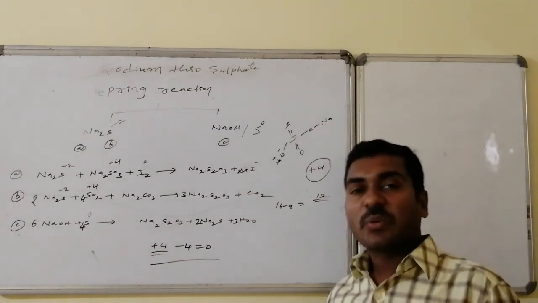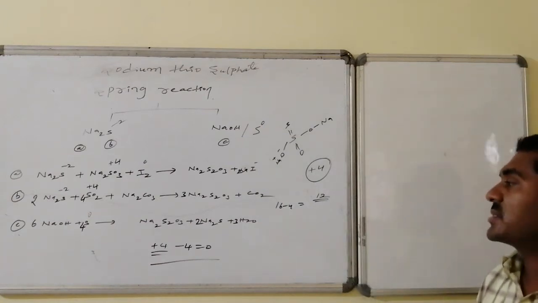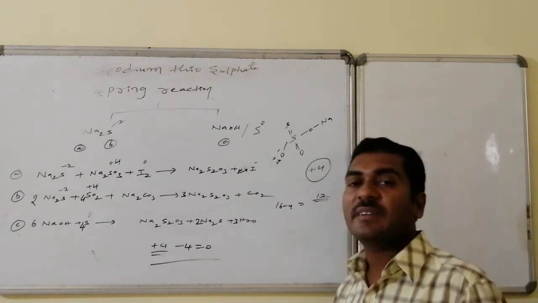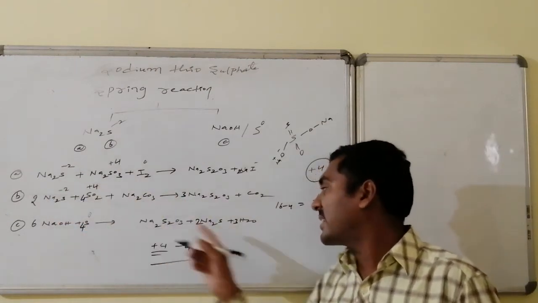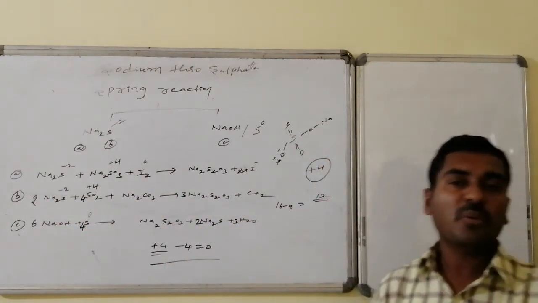And the last one, sodium hydroxide and reaction with sulfur also leads to the formation of sodium thiosulfate, and in this, a reduced product, sodium sulfide, which is a starting material over here, is formed here as one of the products.